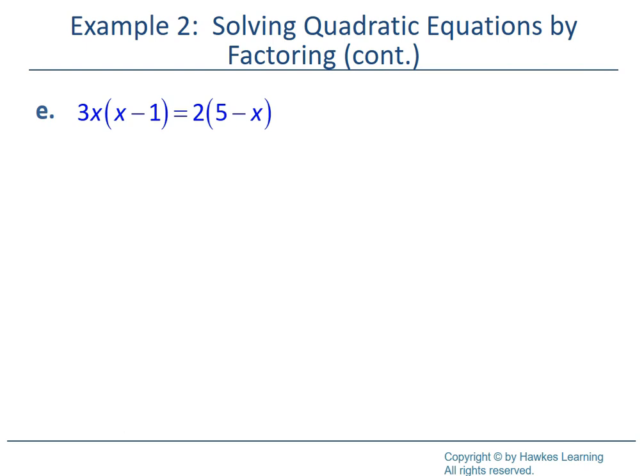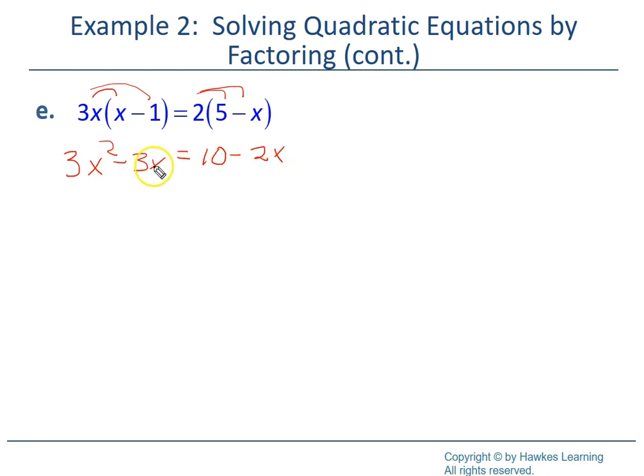Okay, how about something like this? Well, again, the rule is to put it in standard form. So get rid of the parentheses. So this is going to be 3x squared minus 3x equals 10 minus 2x.